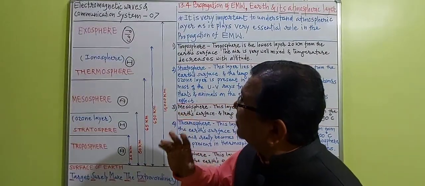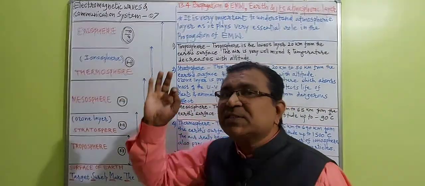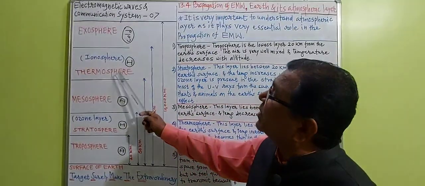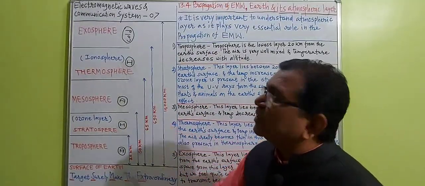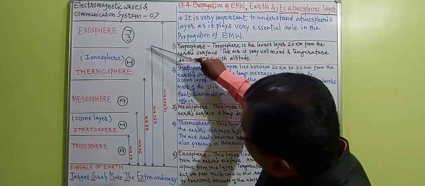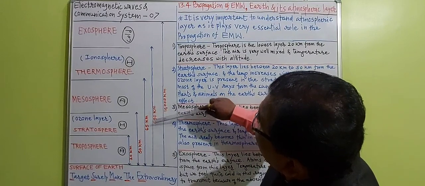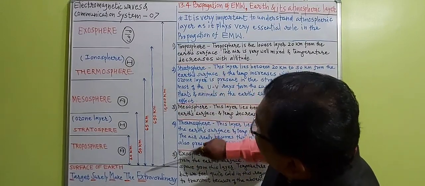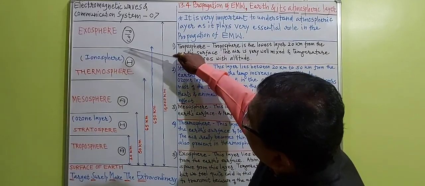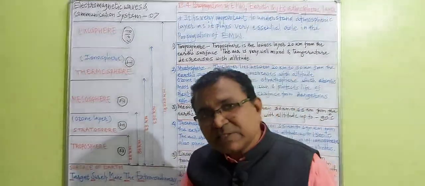Then next, we want to discuss what is meant by thermosphere. Thermosphere is another atmospheric layer which is at a distance of 690 km from the earth's surface. So, in between 65 km to 690 km, this thermosphere exists in nature.